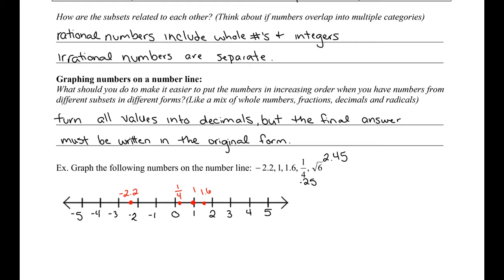And the square root of 6 is just before halfway between 2 and 3. Again, we want to make sure we're writing this in its original form. So we're listing it as the square root of 6 instead of 2.45. When you're done filling in all your definitions and your number line, please turn over to the next page.